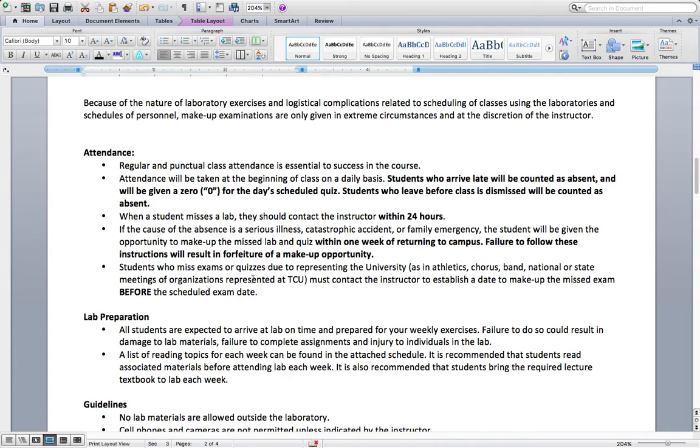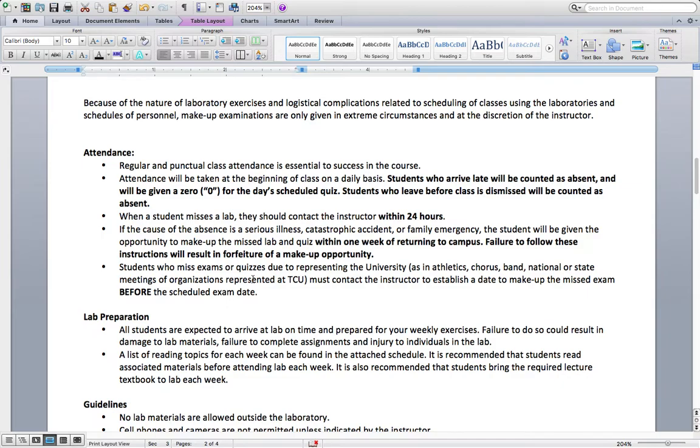It's important that you come to lab every single week. If you miss for any reason that is not a university absence or a documentable excuse, then you will not be allowed to make up the quiz, and you will have a 0 for that day's quiz.